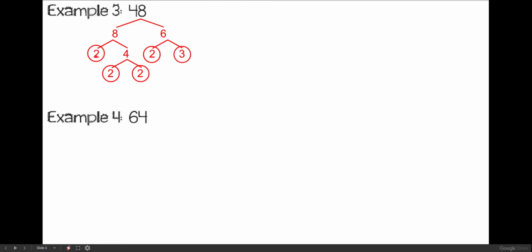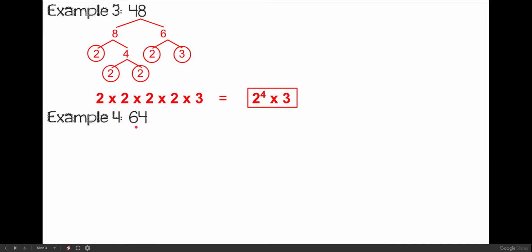By the way, if you decide to circle them as soon as you find them as a prime, I think that's a good idea. Anyhow, let's order these from least to greatest. 2, 2, 2, 2, and 3. So I have 4 2's and a 3, so I'm going to rewrite that as 2 to the 4th times 3, because there are 4 2's. Let's go, box our answer.